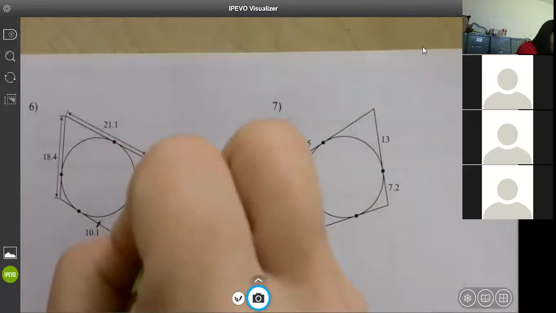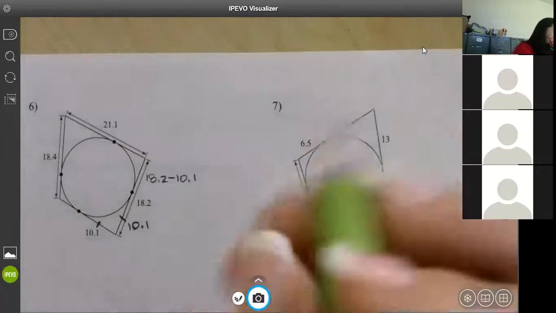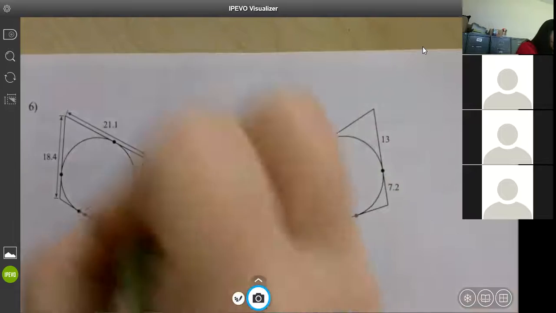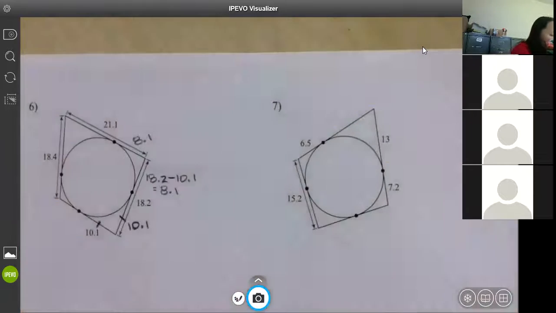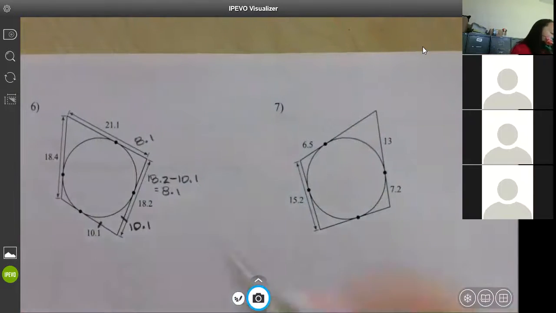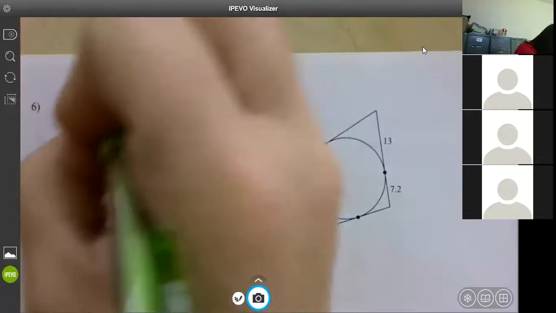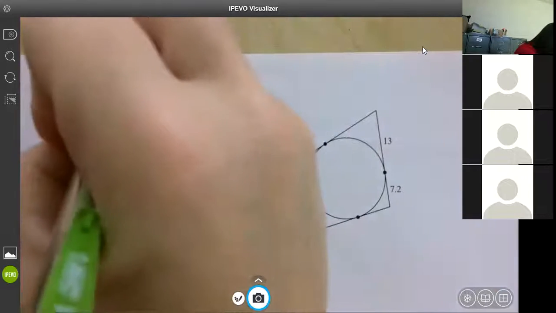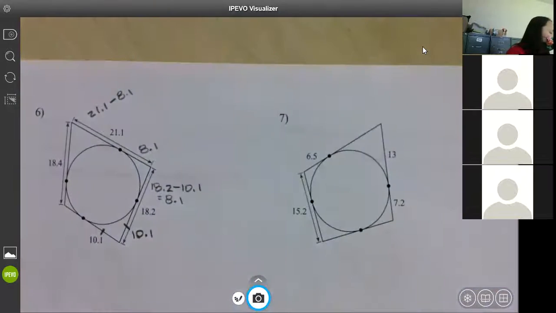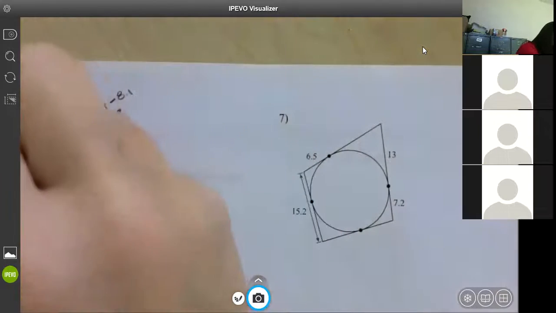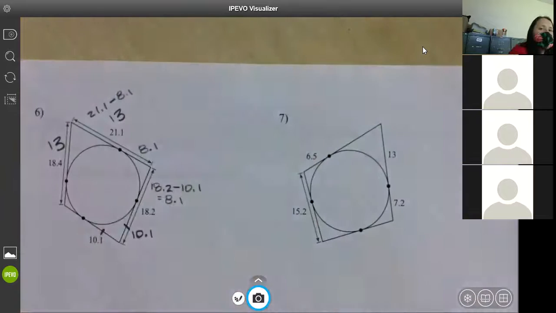18.2 minus 10.1 gives you 8.1. So this side is 8.1. How do I figure out the next part? 21.1 minus 8.1. What do we get? 13. This side is 13. The other side is 13.